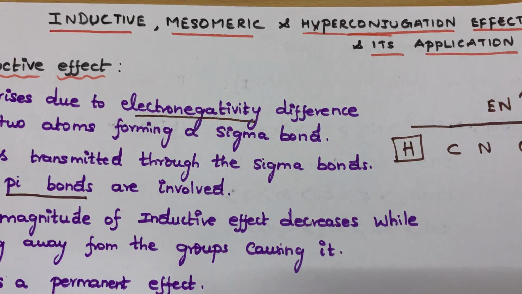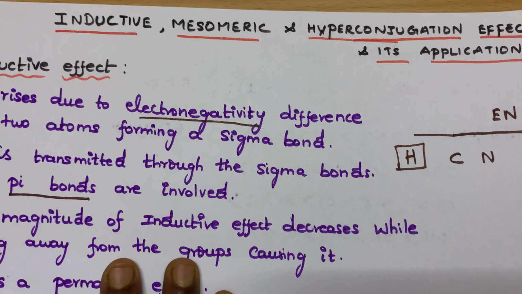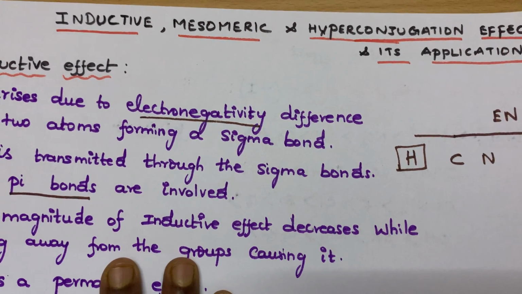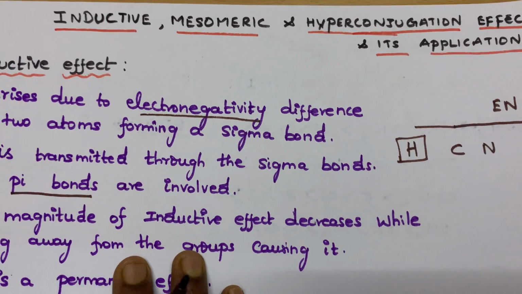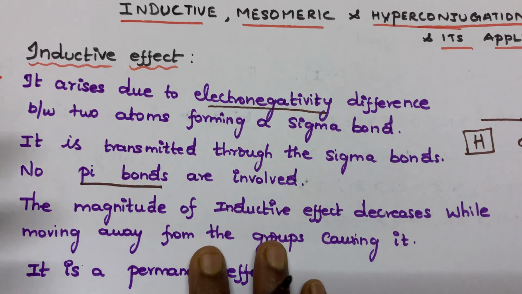Hi students, in this session I am going to explain inductive, mesomeric and hyperconjugation effects, and we are going to see their application. We all know that this is the fundamental of organic chemistry. Once you understand these concepts, your organic chemistry will be easy for you and you can crack any kind of questions. Please listen to this.